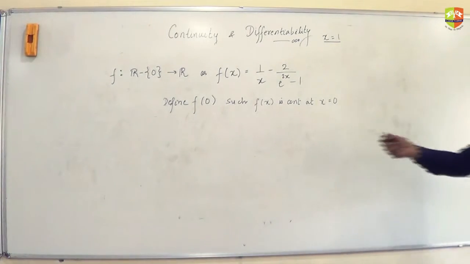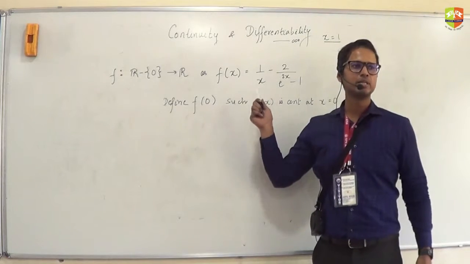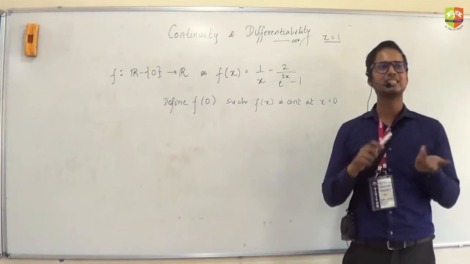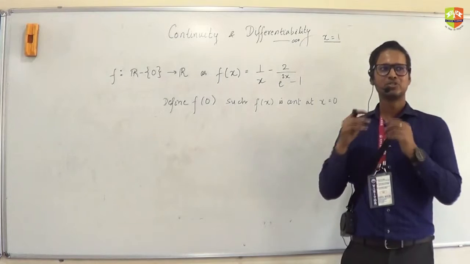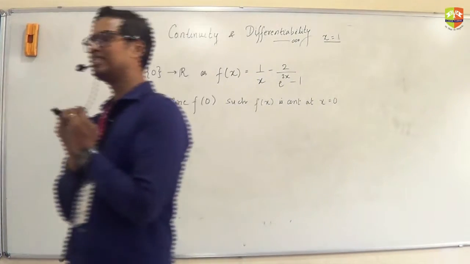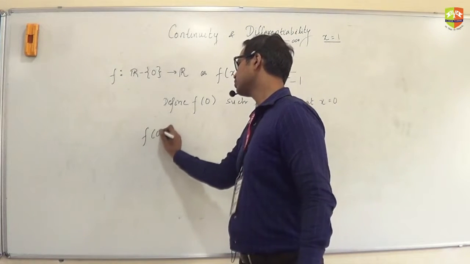You know that 0 is not a part of its domain, right? So this is valid when 0 is not a part of your domain. But let's say you have to define a value for 0 of your own such that this function becomes continuous. Obviously this is an undefined value at 0. So you define the value at 0 in such a way that it becomes continuous. What should that value be? In other words, they are asking you to find the limit of the function as x tends to 0. Do that.